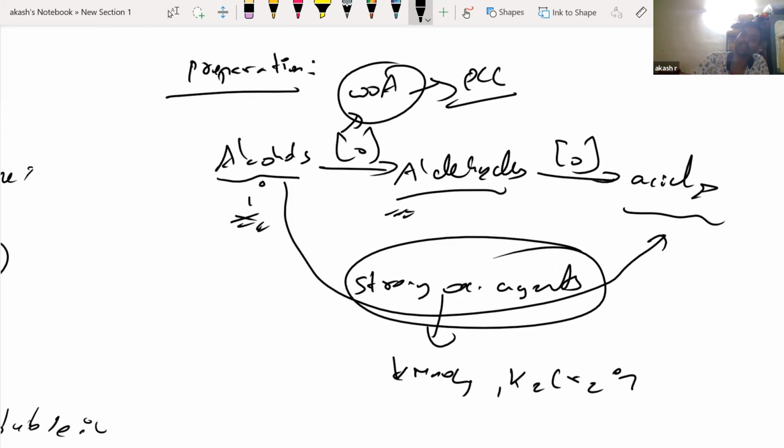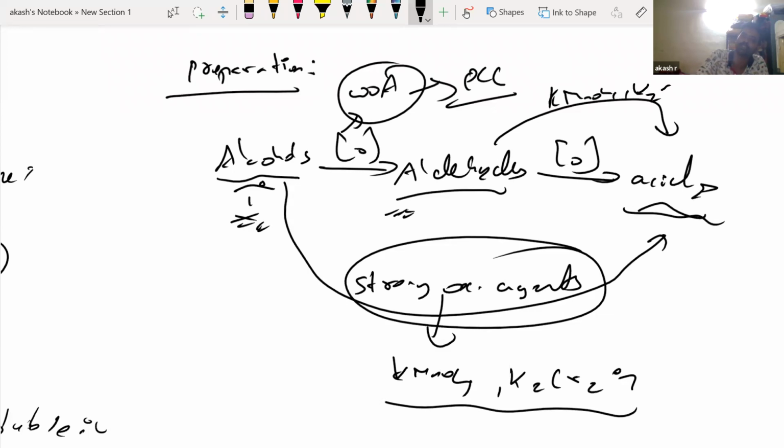Now, how do you convert aldehydes to acids? Here you can use strong oxidizing agents, no doubt about it, just as with alcohol itself. So here also you can go for KMnO4, K2Cr2O7, and so on. PCC you cannot use, because PCC is only capable of oxidizing alcohols, not aldehydes. But KMnO4 and K2Cr2O7 are already strong, so if they can oxidize alcohols to acids, they can definitely oxidize aldehydes to acids. That is the first method of preparation.